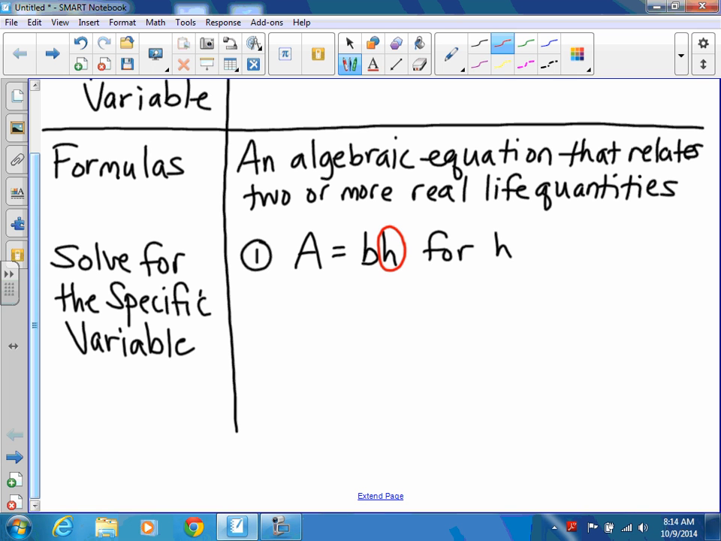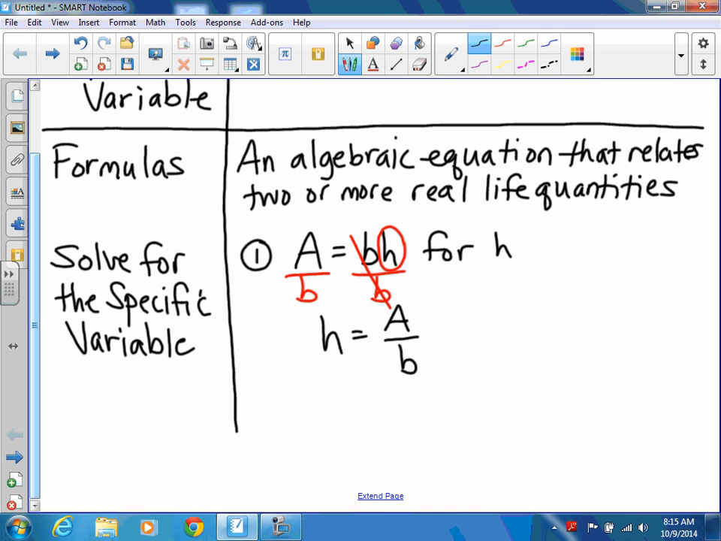So the B is attached to the H through multiplication. In order to undo multiplication, we want to divide. We divide both sides by B and then cancel the B's out. And you'll notice that your H is now by itself. So you rewrite your answer to say H equals capital A divided by B.